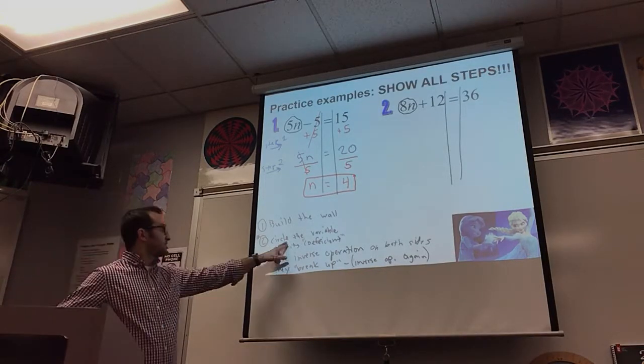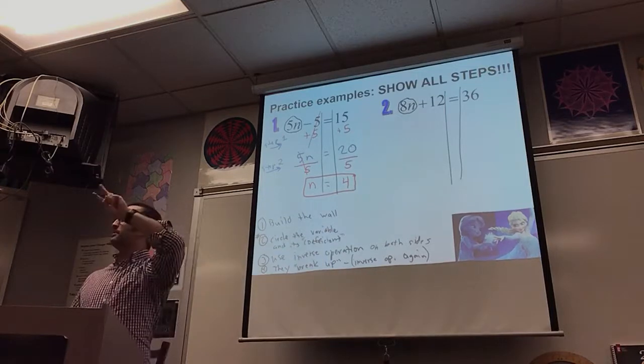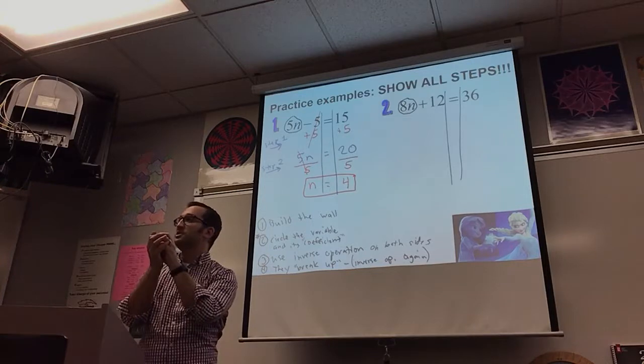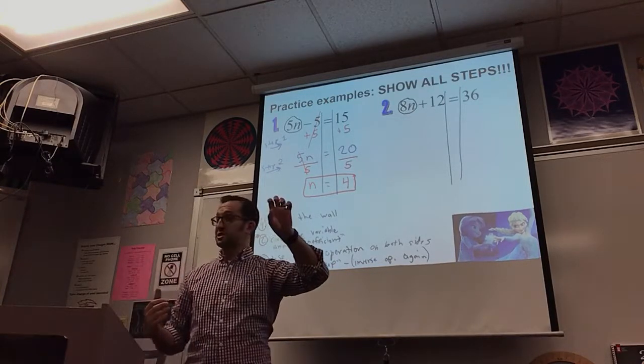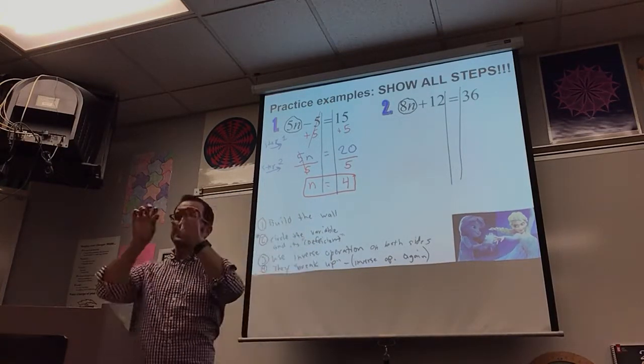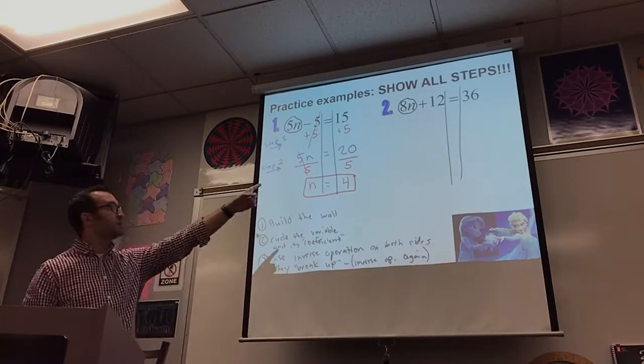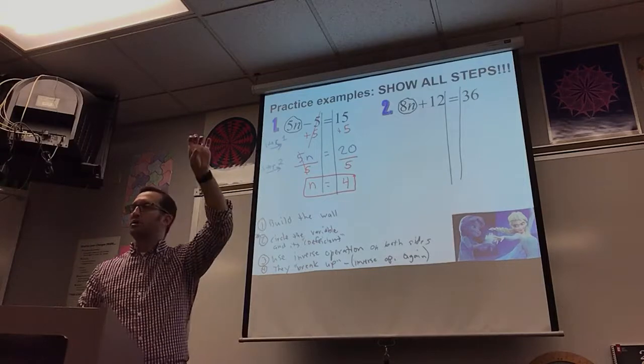All right. So I circled the variable and its coefficient because it's a 2-step equation. How do I know by looking at a problem that it's 2 steps? It has both multiplication and division, and addition and subtraction. Okay. Those are the 2 steps. All right. So I need to use the inverse operation on both sides. What inverse operation is happening to that circle?